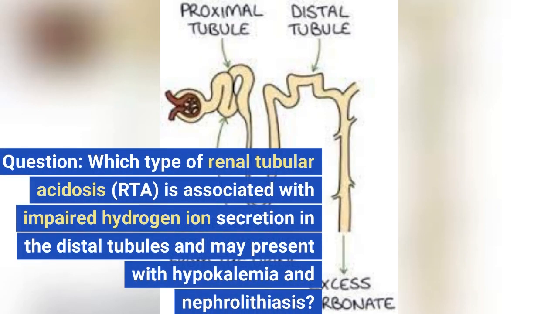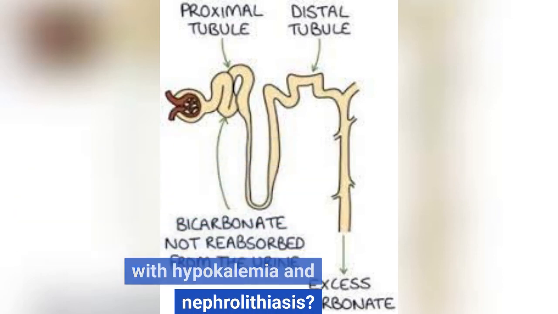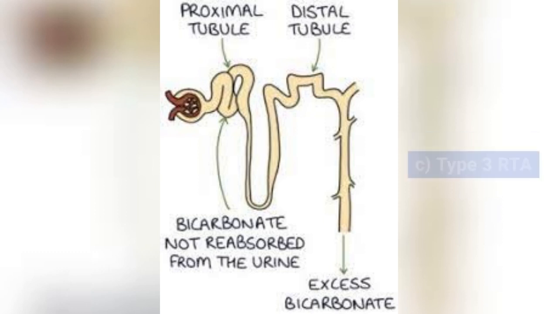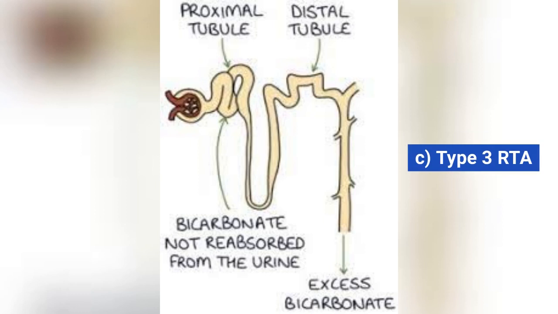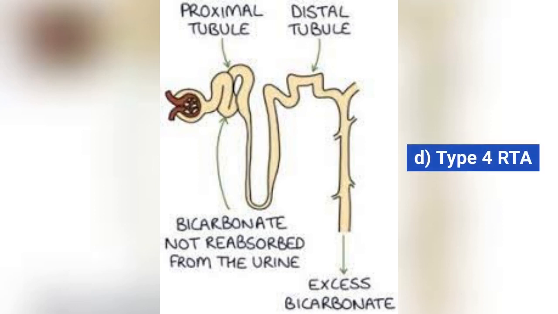Question: which type of renal tubular acidosis, RTA, is associated with impaired hydrogen ion secretion in the distal tubules and may present with hypokalemia and nephrolithiasis? A. Type 1 RTA. B. Type 2 RTA. C. Type 3 RTA. D. Type 4 RTA.